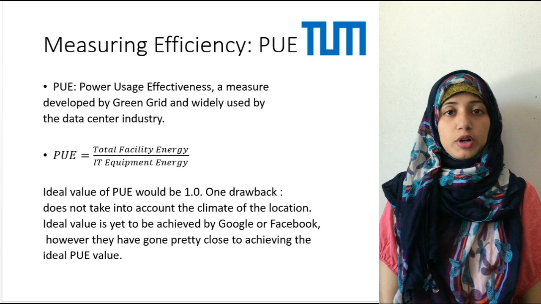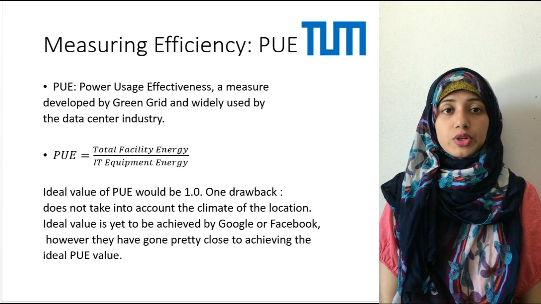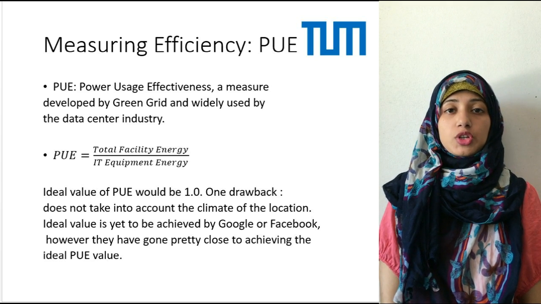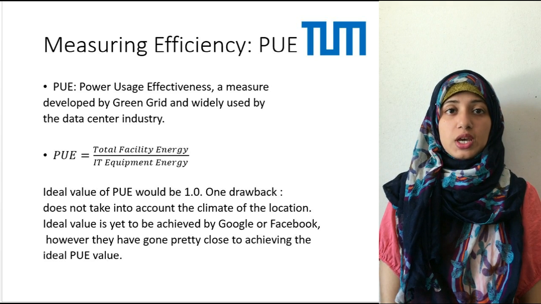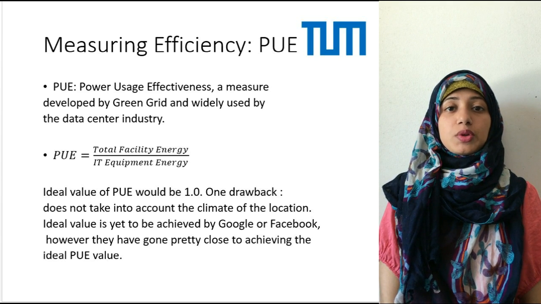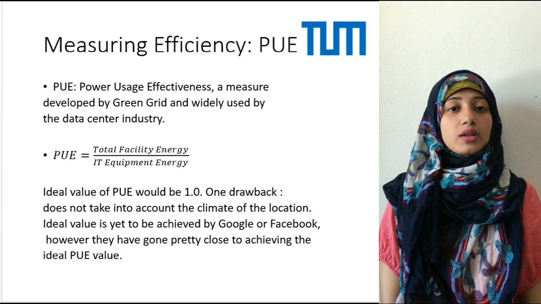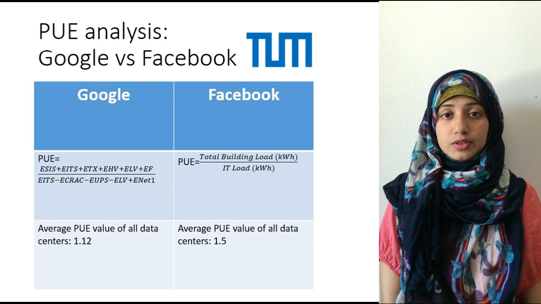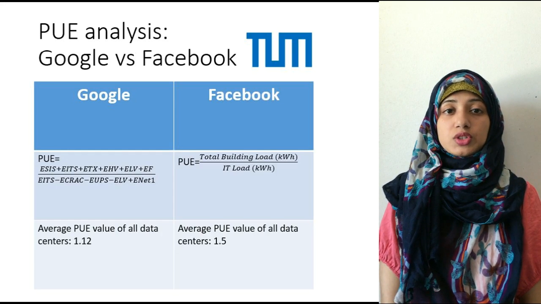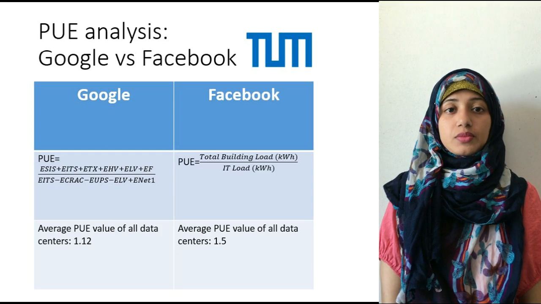Now we would like to talk about PUE, which stands for Power Usage Effectiveness. PUE is a measure of energy usage by the centers. The ideal value is considered to be 1, but currently both Facebook and Google are operating above the ideal level, though they have come very close to achieving maximum efficiency.